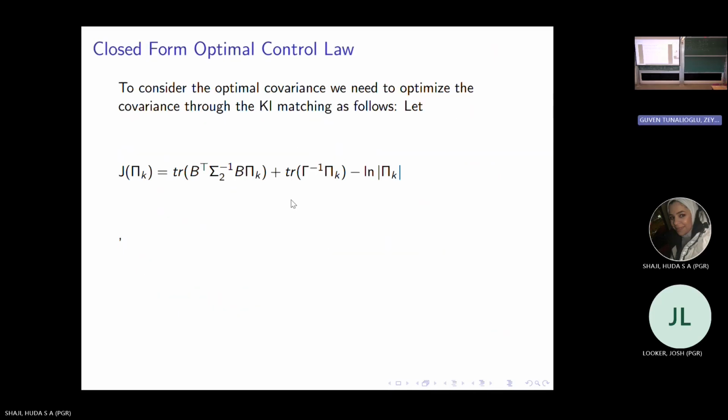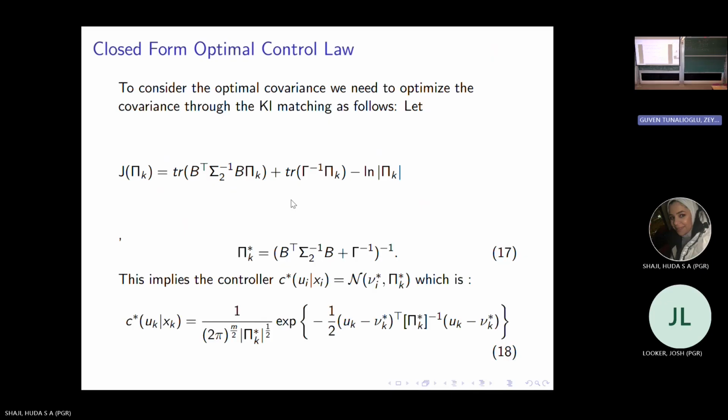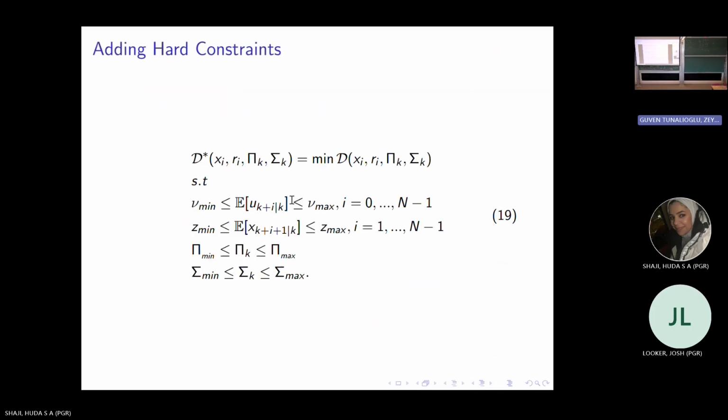Next, we didn't finish until now. We also want to work on the trace term and the log term that are related to the covariance. So we collected them here. It will be complex, so we can solve it also by taking the gradients and making them equal to 0, and we get the formula for the optimal covariance. Then we can write our optimal controller in closed form. So we have the optimal covariance here, and we have the optimal mean here, using, of course, the probability density function for the normal distribution. After we do that, this is an unconstrained optimization problem.